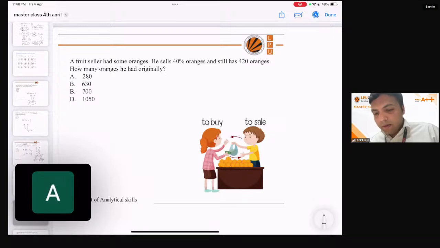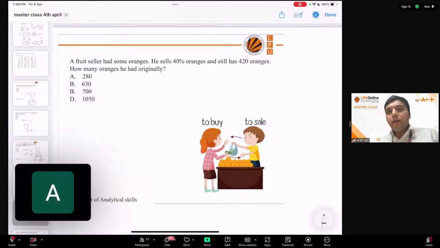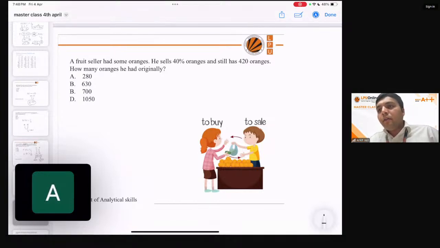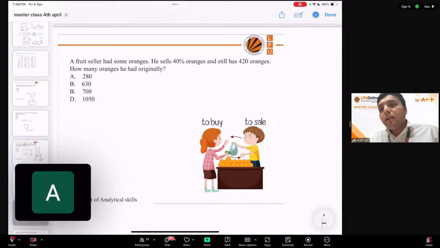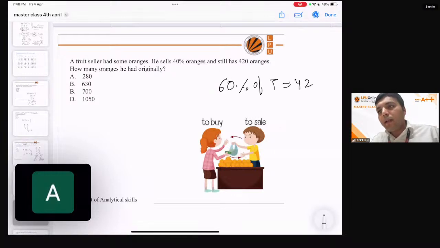Abhiraj, give the right answer. Binay, right. Very good. 700. He sells 40% of the oranges. So he still has 420. If he sells 40%, remaining is 60%. It means 60% of total. 60% of total is equal to 420.